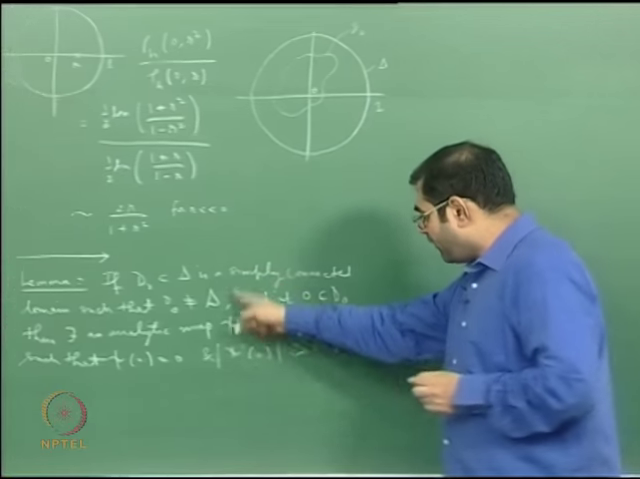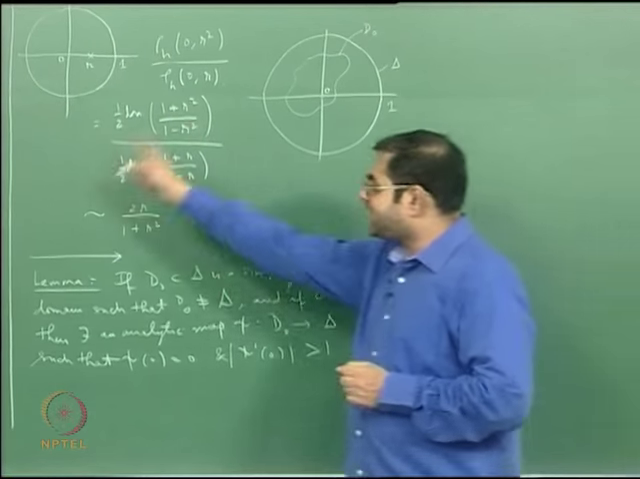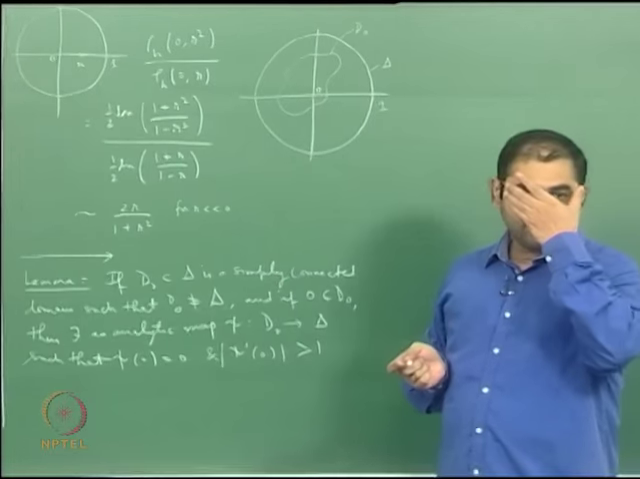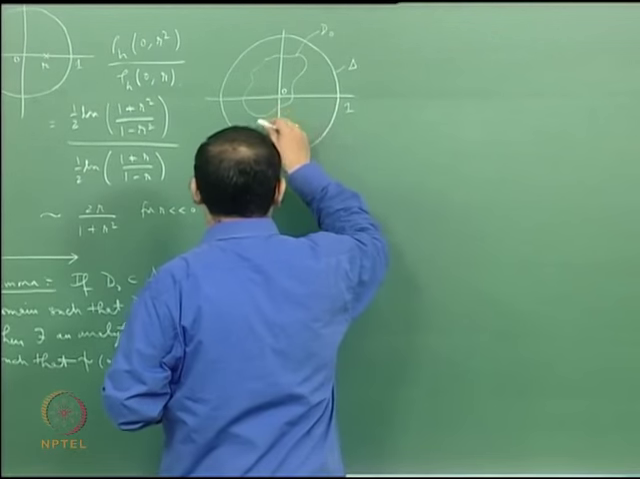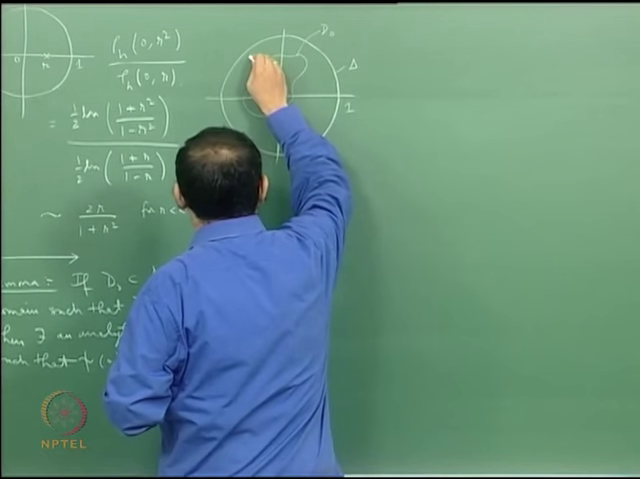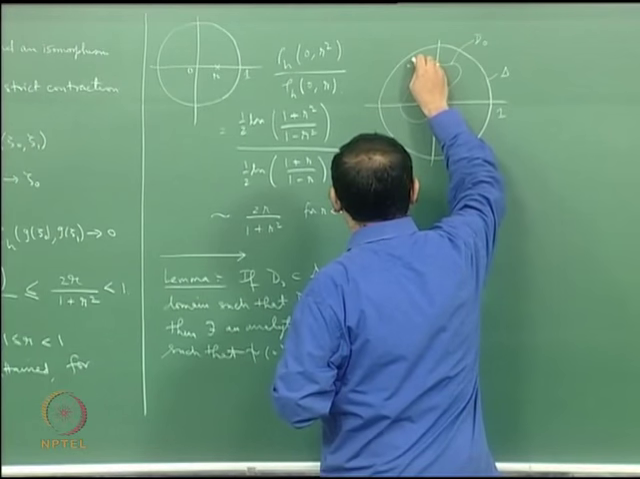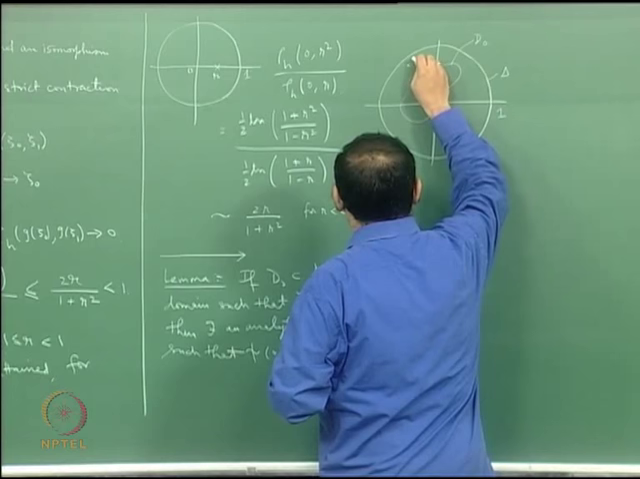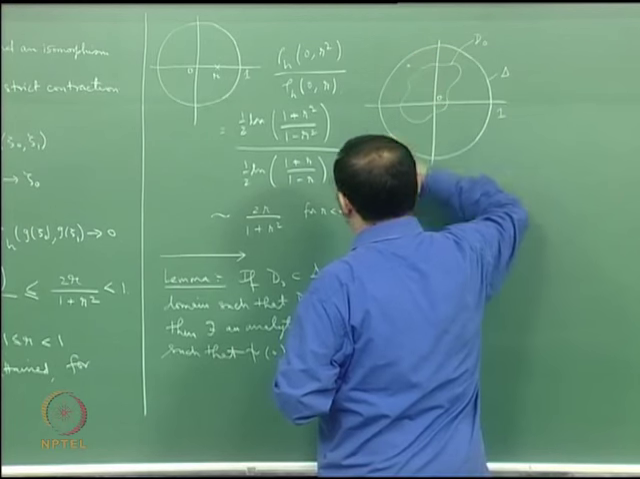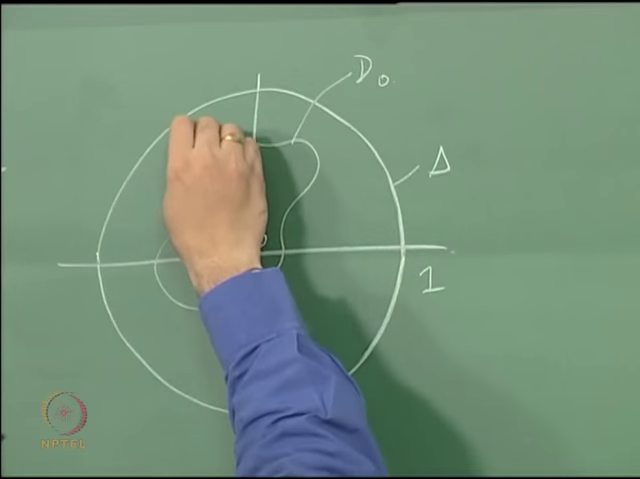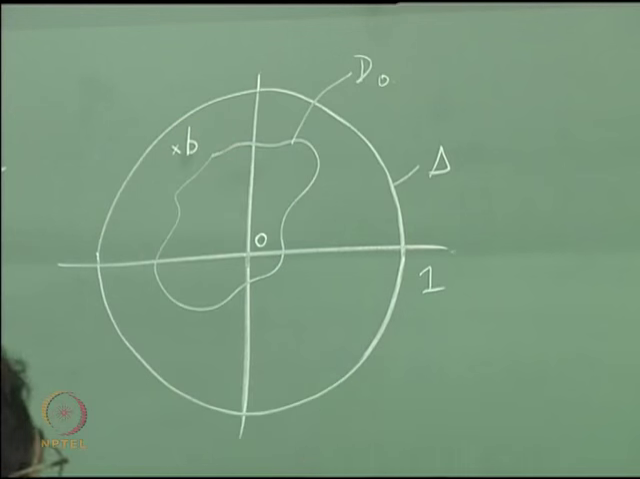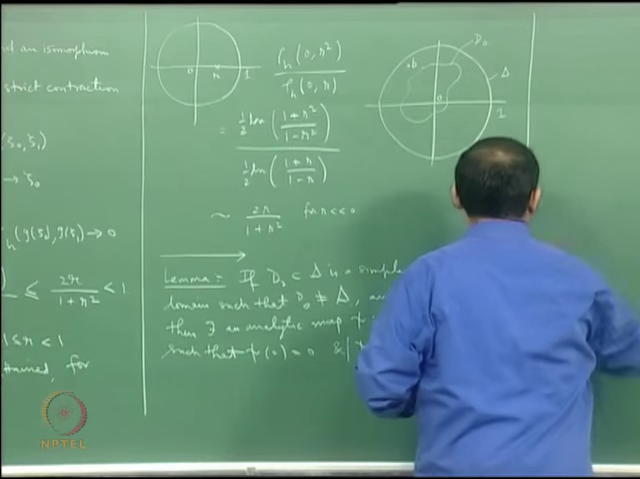And how do you prove this? So it's in this proof that I need this hyperbolic geometry. Okay. So what you do is, you first choose a point. Let me use B. I'll tell you what we are going to do.